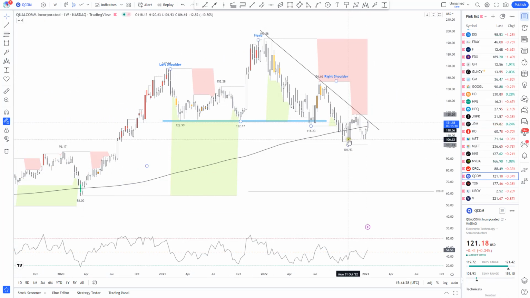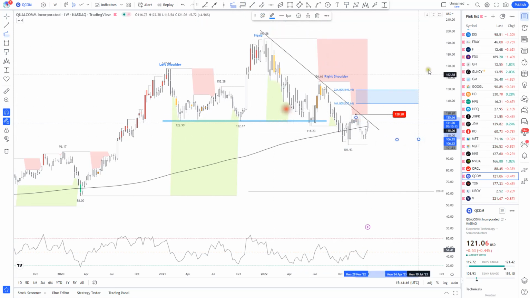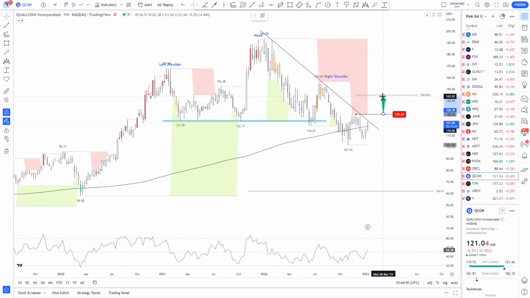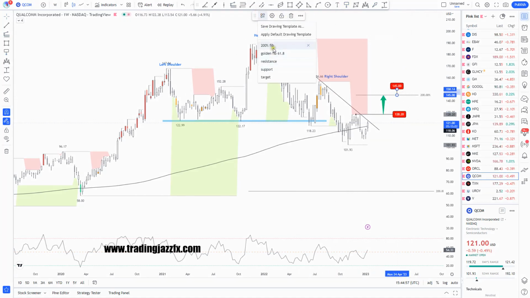We have the previous closes being retested and rejected at this point. We have a fractal resistance, actually a resistance at 128.20, and we have targets for that pattern projected. It's a small move towards the 200% Fibonacci extension level, just right there. 200% Fib also as a default target, 145. It's the default target zone for that pattern.